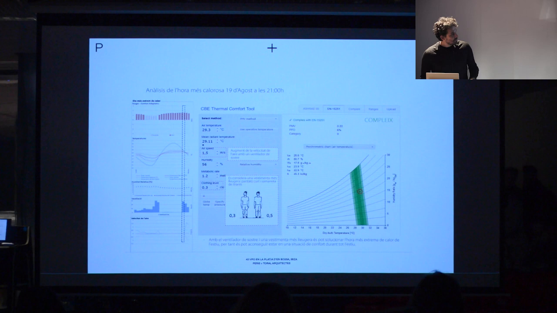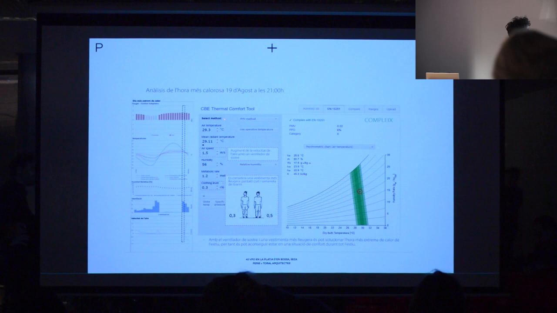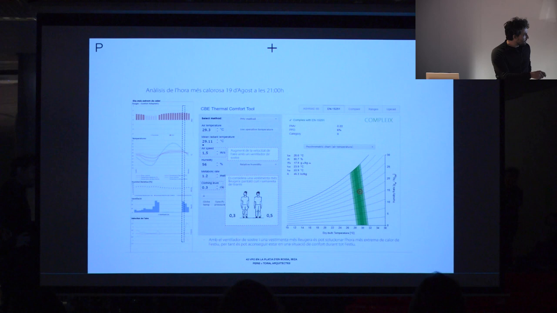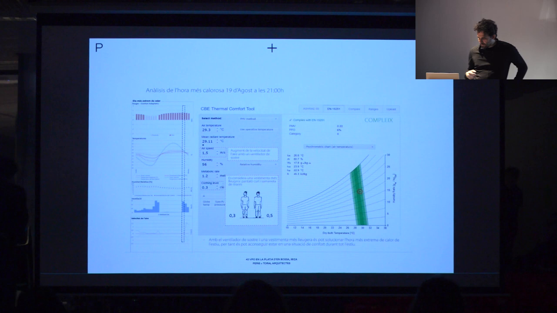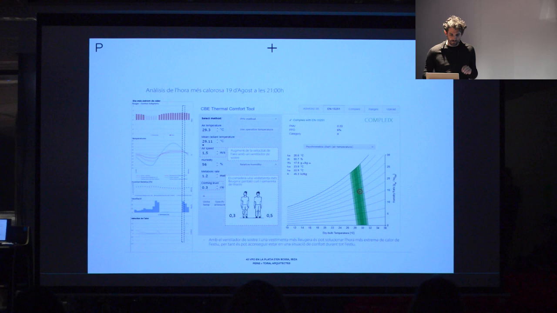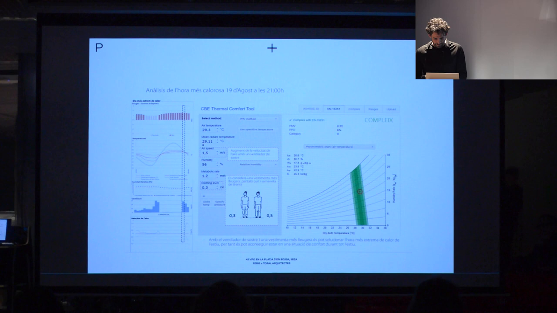So finally, this is the analysis of the hottest day of the year with a net temperature of 29 degrees. Remember that the mean temperature is 27. With an air speed of 1.5, remember that our solar chimney is able to give us 2 meters per second, with a humidity of 56% because we are using the earth, and with the proper clothing level, we are able to move the green area and generate comfort with high temperatures. So that's the strategy that we use in order to not need systems in this building.